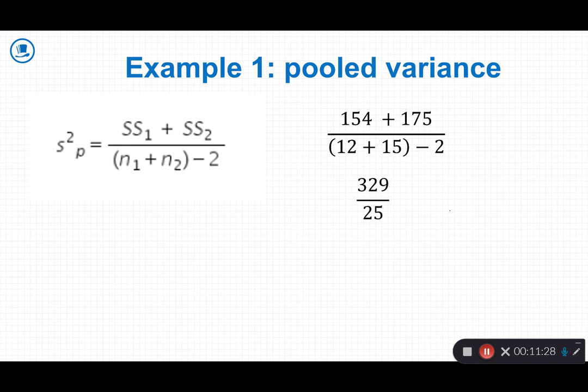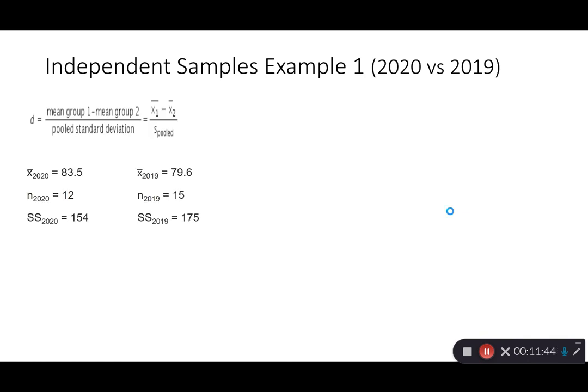And if you look back in that other example, if you copied it out, you should see this somewhere in your work. The pooled variance was 13.16. So to find Cohen's d, there's the formula for Cohen's d. I'm going to look back at the data from that problem, and there it is repeated, and I'm going to need the pooled variance, which is 13.16.